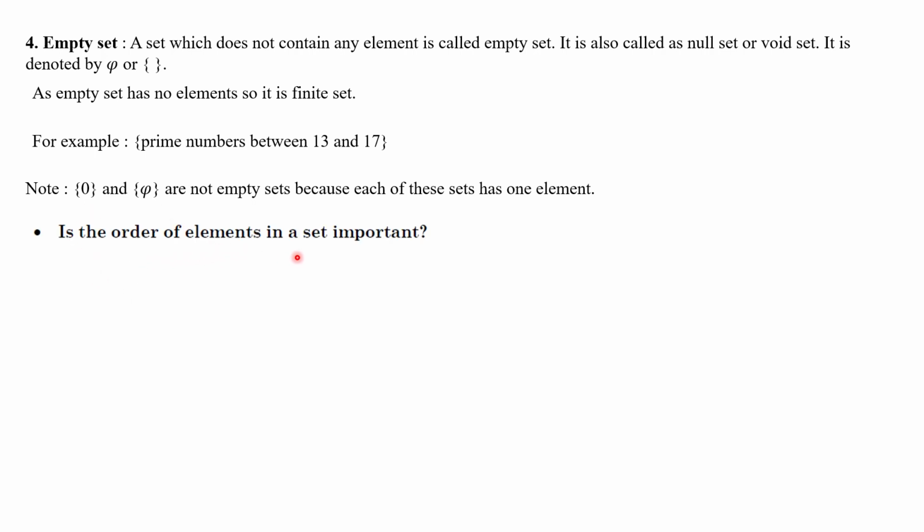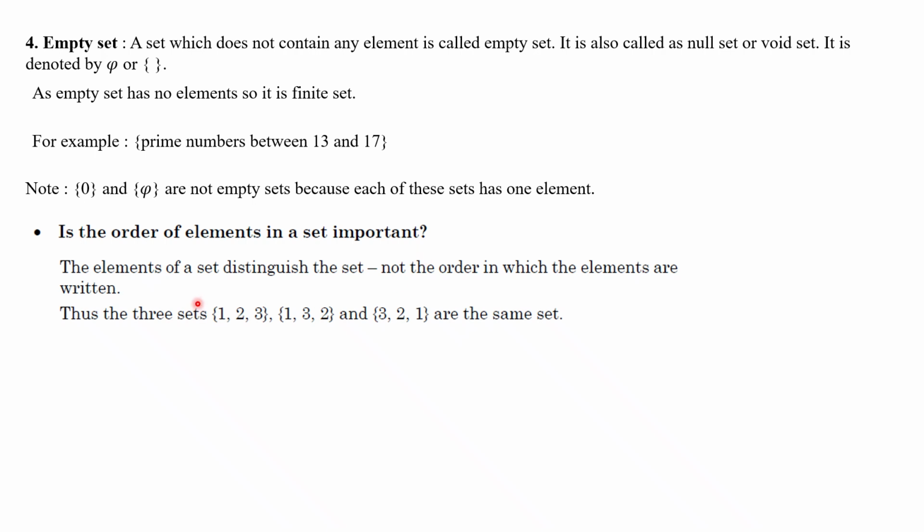Next is the order of the elements in a set is not important. The elements of a set distinguish the set, not the order in which the elements are written. Thus the 3 sets 1, 2, 3, 1, 3, 2 and 3, 2, 1 are the same set. So what does it mean? The order of elements in a set is not important. You can write in any order. Okay, only the members are important.